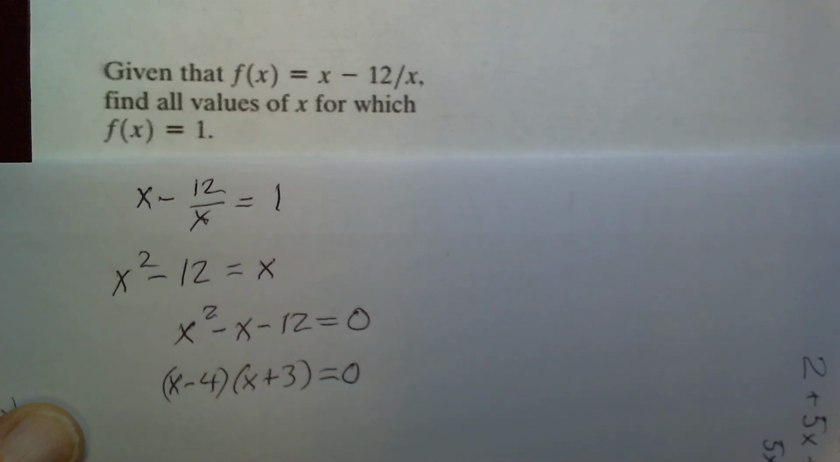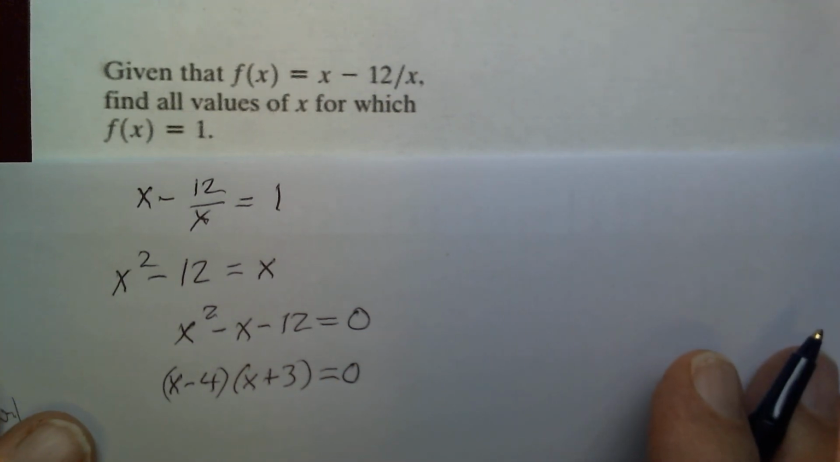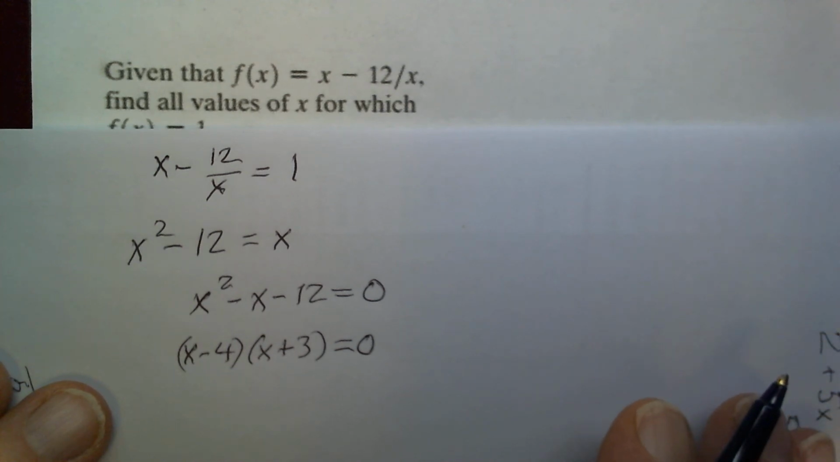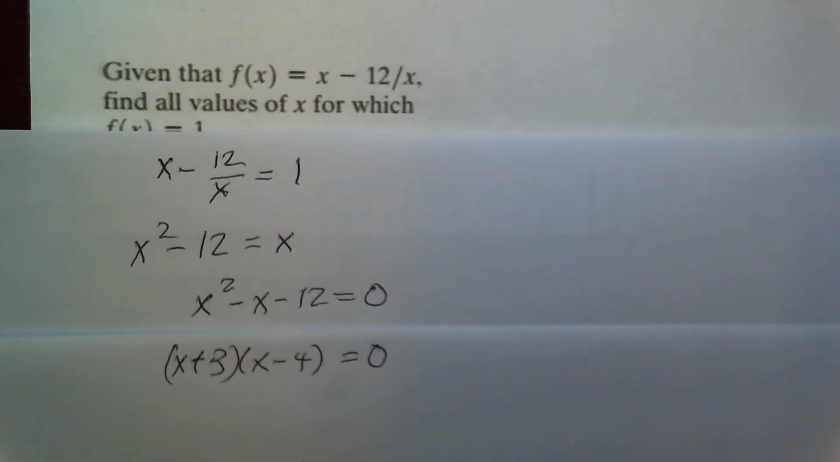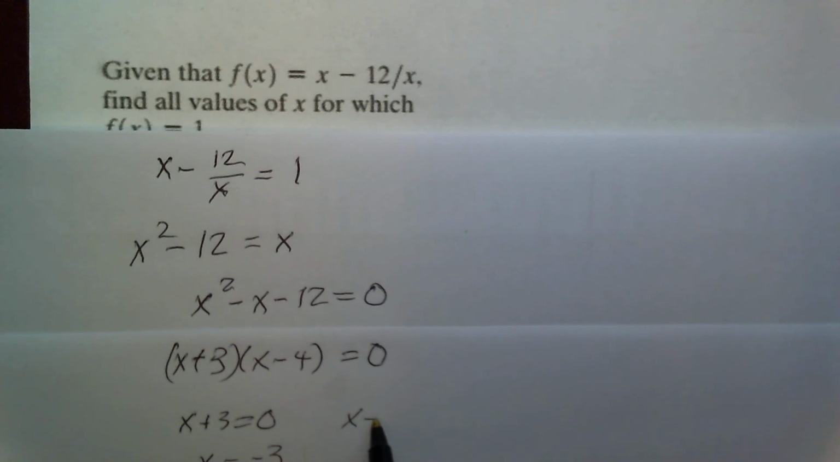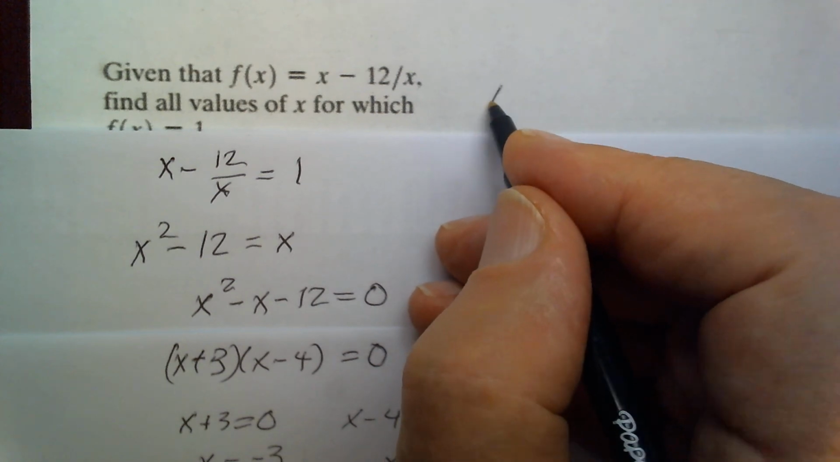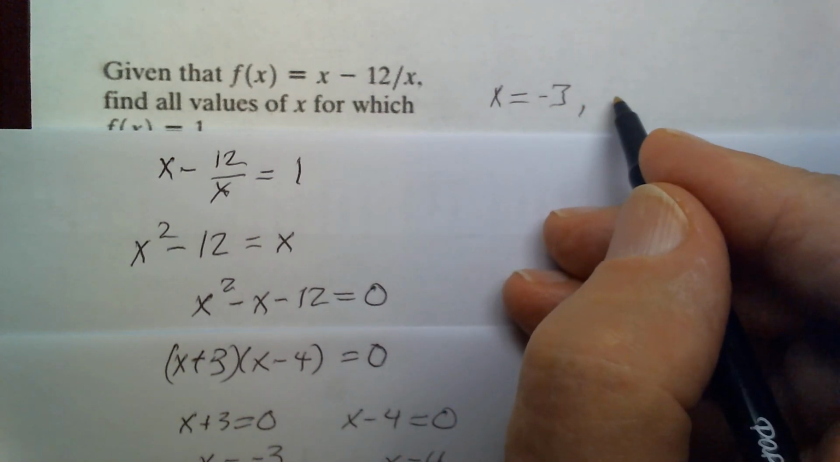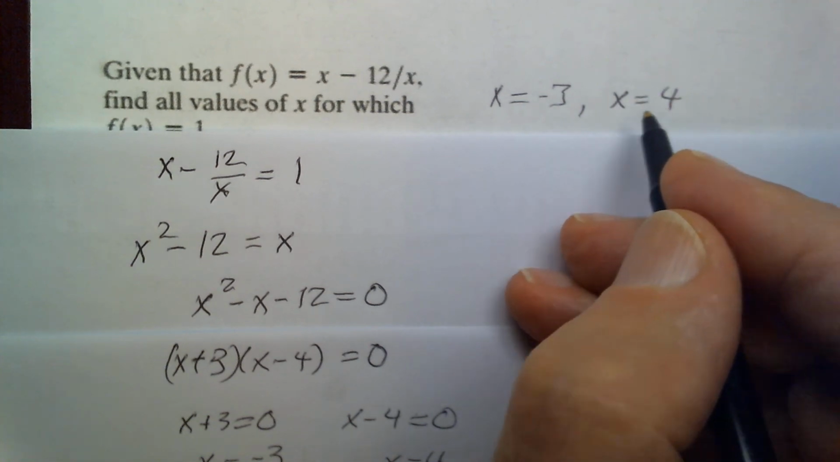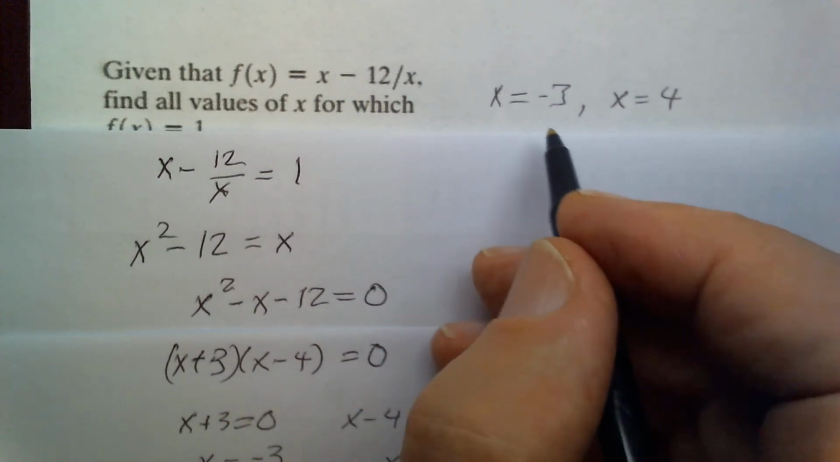equals 0. And when we set each factor equal to 0, x plus 3 equals 0, then x equals negative 3. And we set the other factor equal to 0, then x minus 4 equals 0, or x equals 4. So these then are our two solutions to this question here. So for x equals minus 3 and x equals 4, this condition will be satisfied for these two values of x.